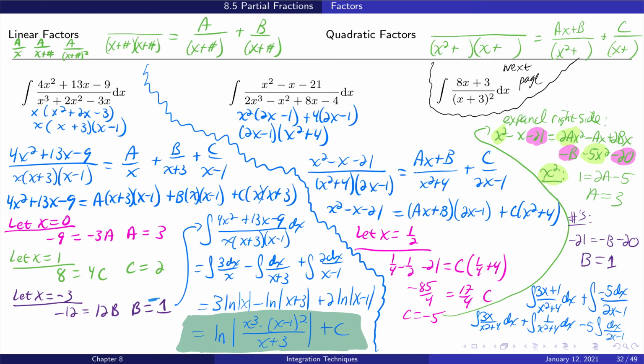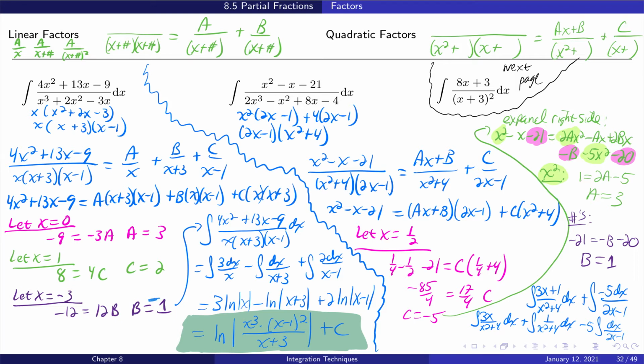So everything with an x squared in it was highlighted in light green. On the left side, the coefficient of x squared is 1. On the right side, the x squareds have coefficients of 2a minus 5. So I have 1 equals 2a minus 5, and that tells me that a is going to equal 3.